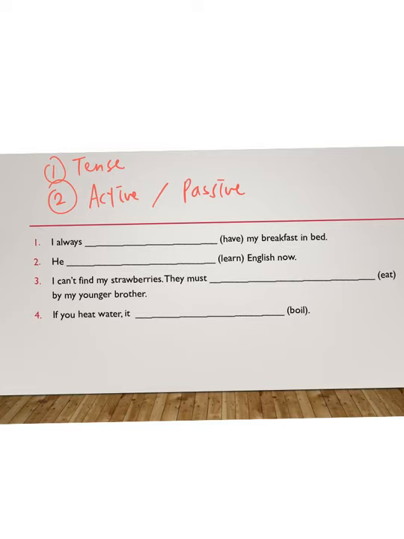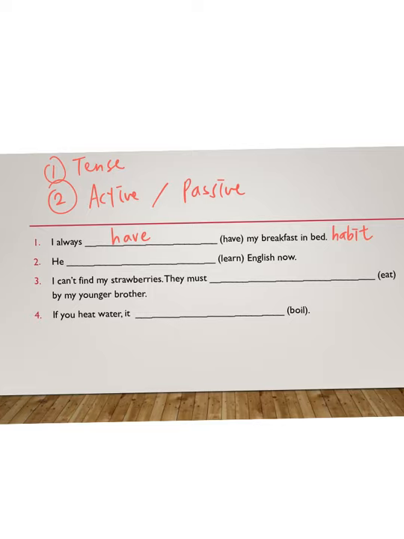Let's take a look at question number 1. I always have my breakfast in bed. We are talking about a habit, so we can simply use simple present tense. And I can do the action, so it's active voice. The answer becomes: I always have my breakfast in bed.